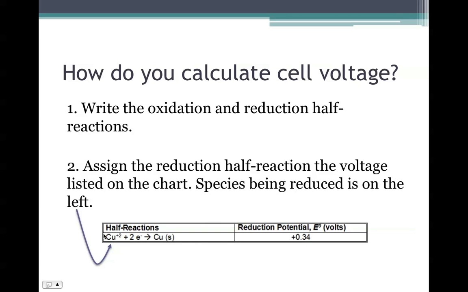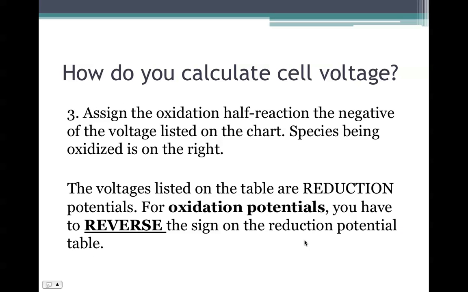Okay. The copper 2+ is the species that's getting reduced, and you can see that by how it's gaining 2 electrons. So when we assign the reduction half reaction voltage, we're focused on the one that's written on the left, which gets paired up with the reduction potential, here a positive 0.34 volts. Then you're going to assign the oxidation half reaction the negative, or opposite, of the voltage listed on the chart. The voltages listed on the chart are always reduction potentials, so for oxidation potentials, we simply reverse the sign from the table.